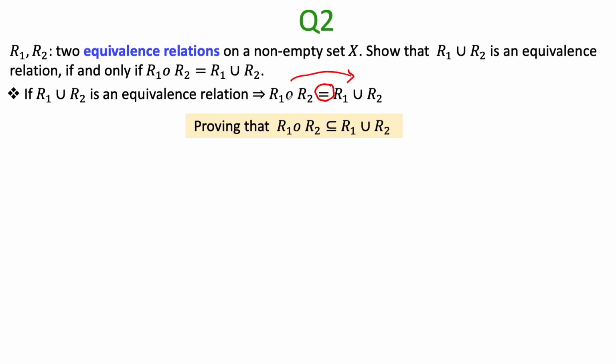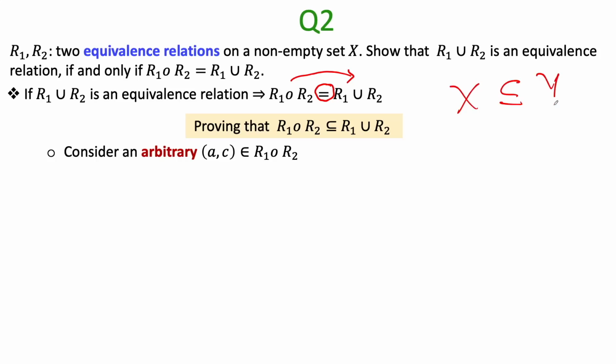So let's prove that the composition of R1 and R2 is a subset of their union. And how do I prove that a set X is a subset of set Y? I have to show that you take any element from the set X, it will be present in the set Y as well. So that's why I am taking an arbitrary ordered pair (A, C) present in the composition of R1 and R2. Since it is present in the composition, as per the definition of composition, there should exist some intermediate element B such that (A, B) will be present in R2 and (B, C) will be present in R1. That's the definition of composition.